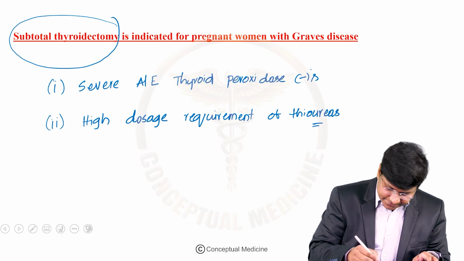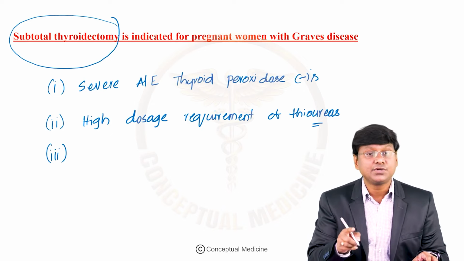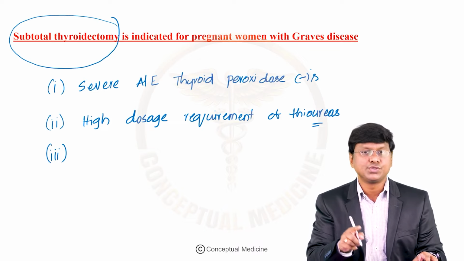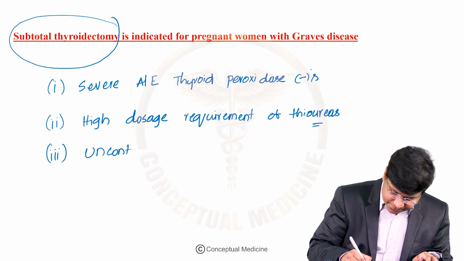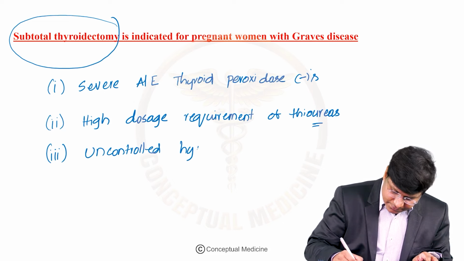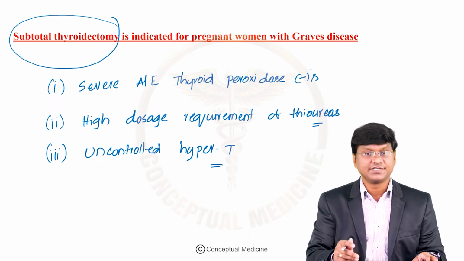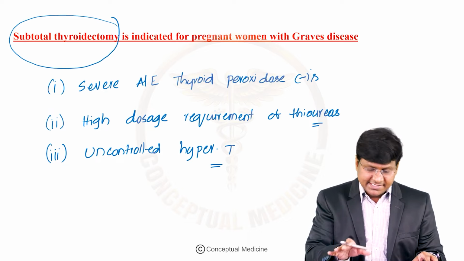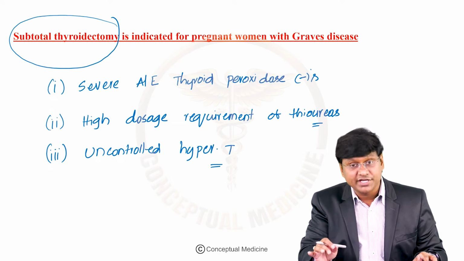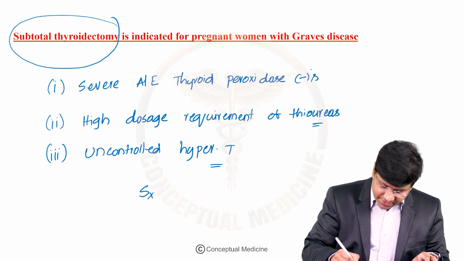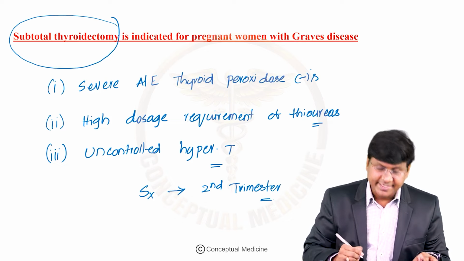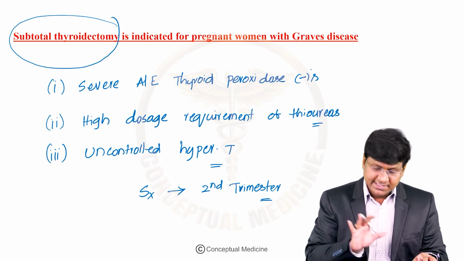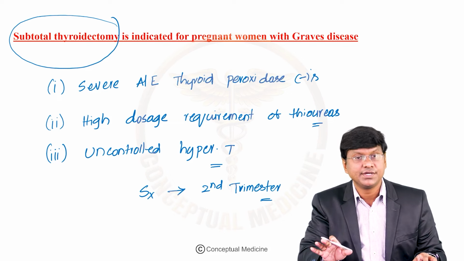Next, followed by that, if there is uncontrolled hyperthyroidism due to non-adherence to thiourea therapy, then also you need to do subtotal thyroidectomy. These are the indications for subtotal thyroidectomy. And in which trimester you need to do surgery? Surgery is best performed during the second trimester. Okay, that is about the treatment of hyperthyroidism or Graves' disease during pregnancy.